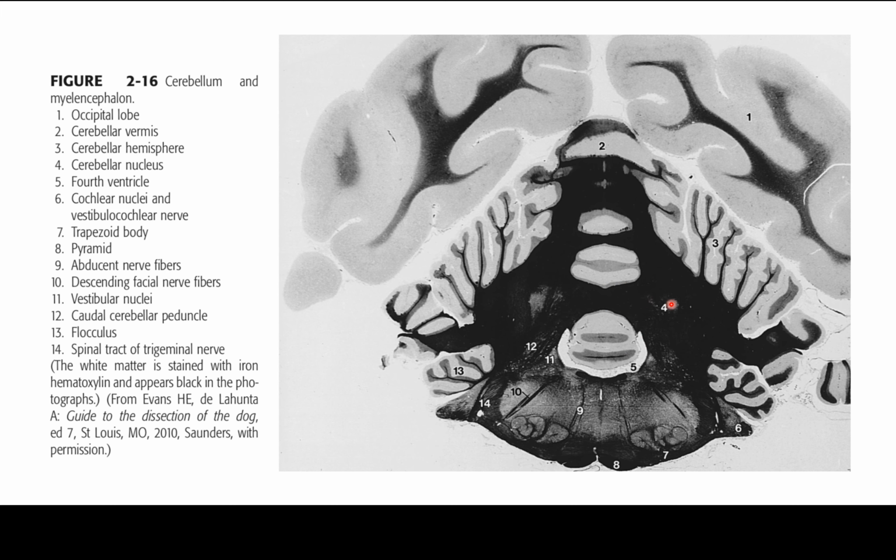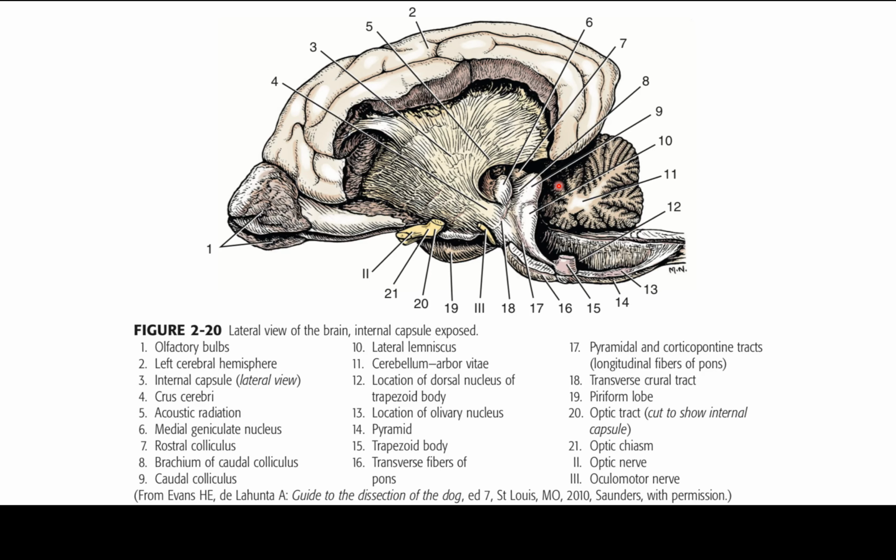On the next figure you can see on the median section of the cerebellum through the vermis, the white matter shows a unique pattern as it branches and arborizes from the medulla of the cerebellum into the folia. This is referred to as the arbor vitae. Next we discuss the brainstem.